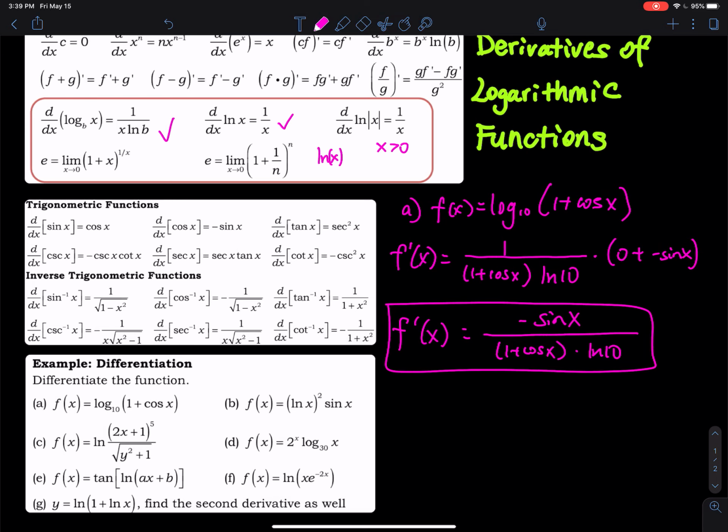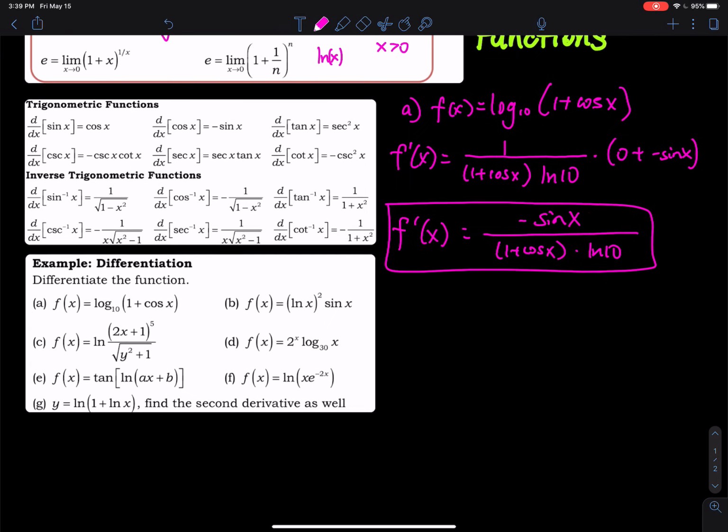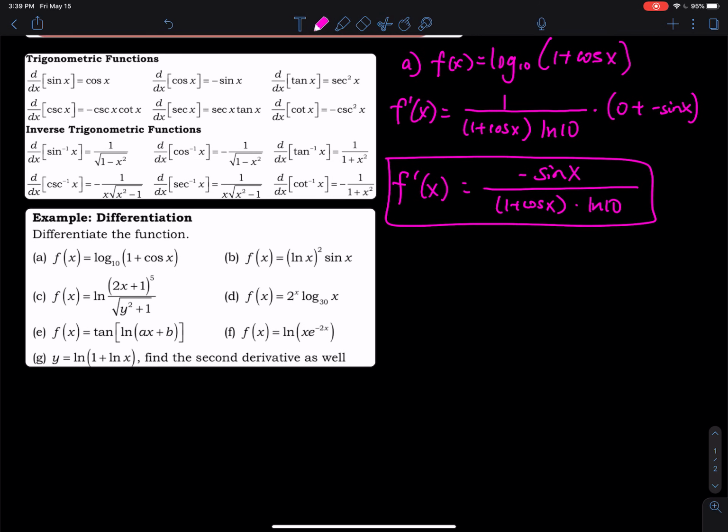The second one is we have ln of x. So let's do the next one right here. The next one is b. We have f of x equals ln x squared times sine of x. All right, so this one is one function times another function. Therefore, we have to apply the product rule. Every time I mention the product rule, I will tell you what it is, although you are responsible for memorizing it. That is f g prime plus g f prime.